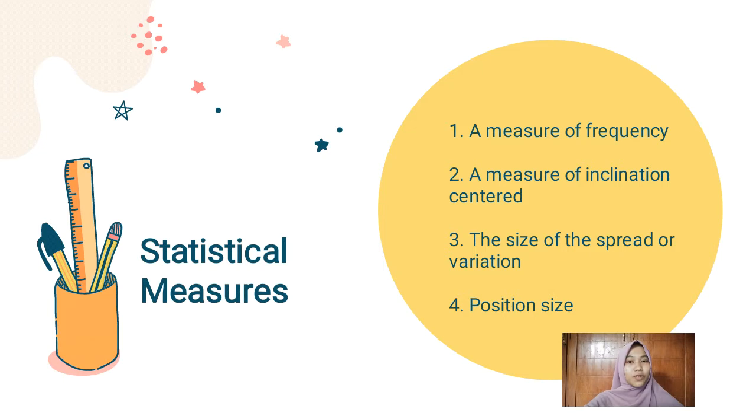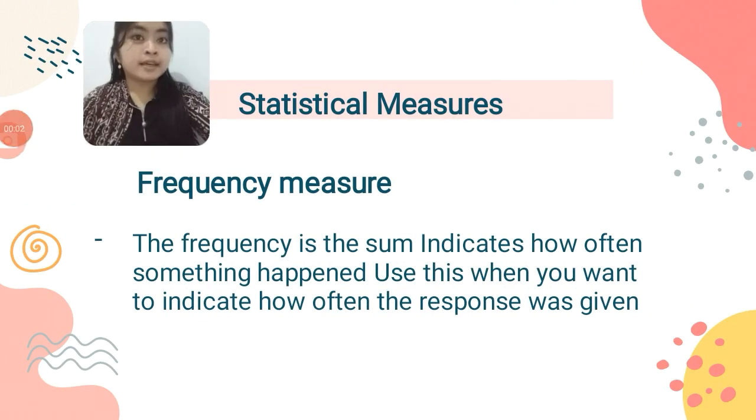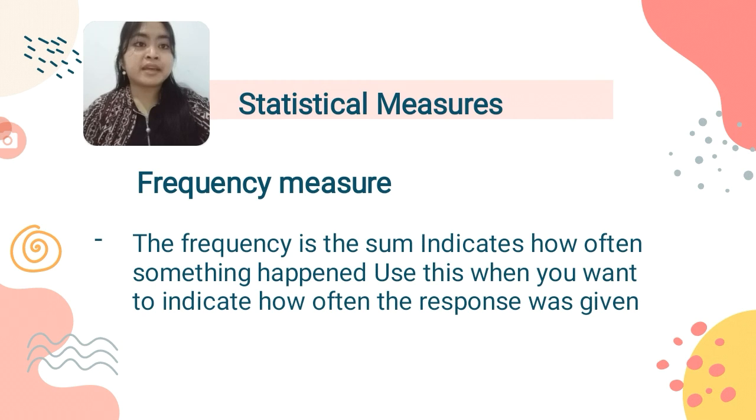There are several methods for statistical measures. Number 1, a measure of frequency. Number 2, a measure of central tendency. Number 3, the size of the spread or variation. Number 4, position size. The next statistical measure, the frequency measure. The frequency is the sum that indicates how often something happens. Use this when you want to indicate how often a response was given.